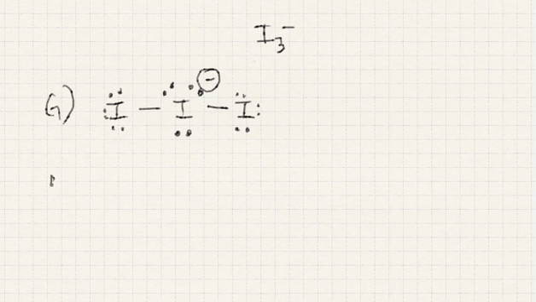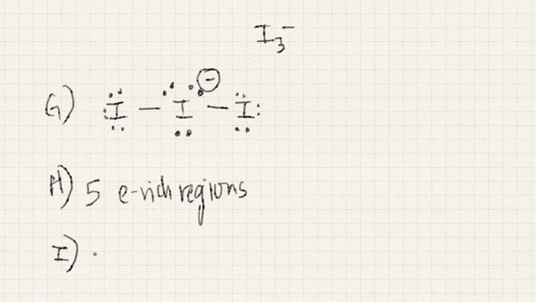So how many electron-rich regions are there? Let's count. 1, 2, 3, 4, 5. 5 electron-rich regions for the central atom. So what does this correspond to? What kind of electron geometry? It's what we call trigonal bipyramidal.